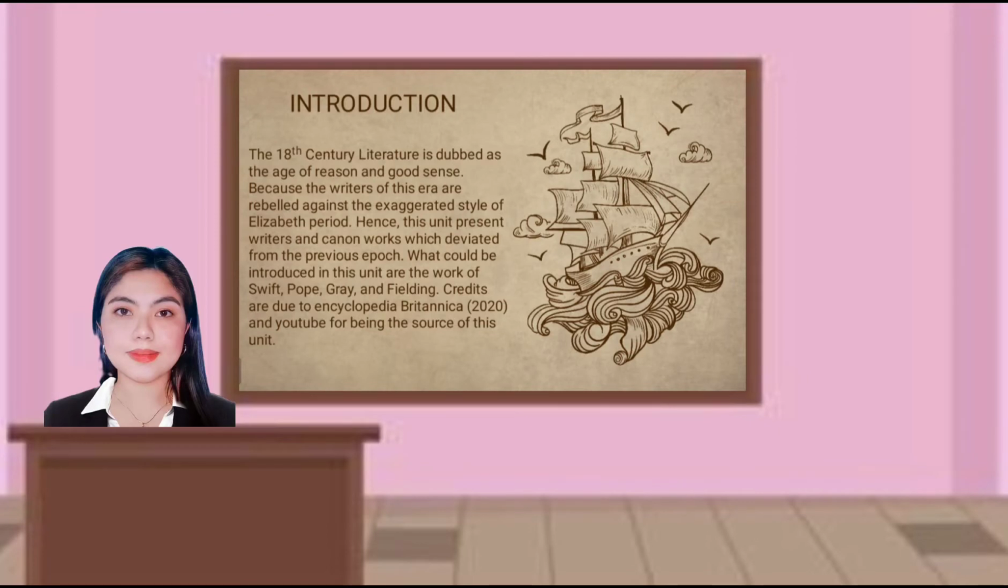So this is the introduction of the 18th century literature. The 18th century literature is dubbed as the age of reason and good sense, because the writers of this era rebelled against the exaggerated style of the Elizabethan period. Hence, this unit presents writers and canon works which deviated from the previous epoch. What could be introduced in this unit are the works of Swift, Pope, Gray, and Fielding.